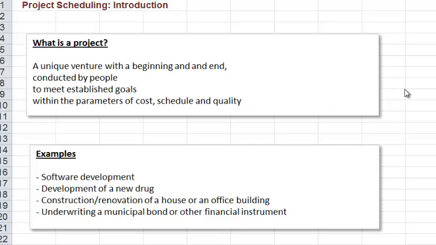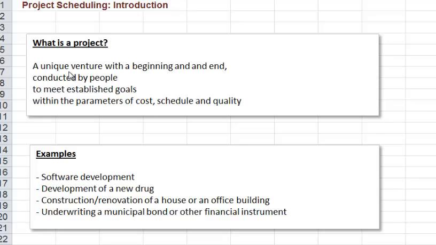A project is a unique venture with a beginning and an end conducted by people to meet established goals within the parameters of cost, schedule, and quality. So this is the definition of a project. Now, what does all this mean?